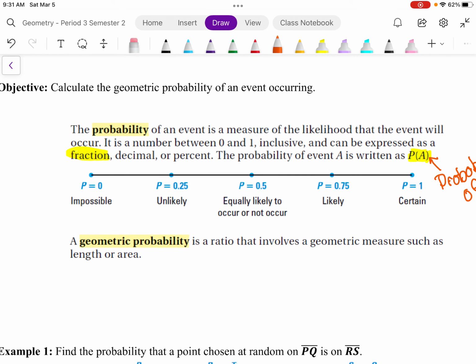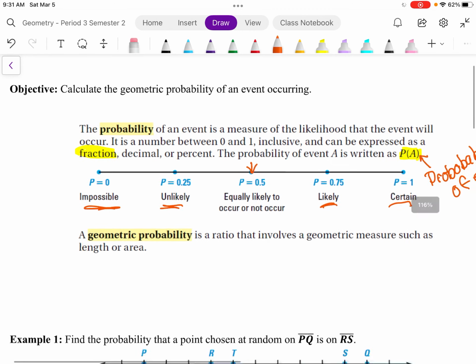So when it's closer to 0, that means it's impossible or unlikely to occur. If it's 1 or close to 1, it's likely or certain to occur. And if it's about 50% or in the middle, 0.5, it's equally likely to occur or not occur.